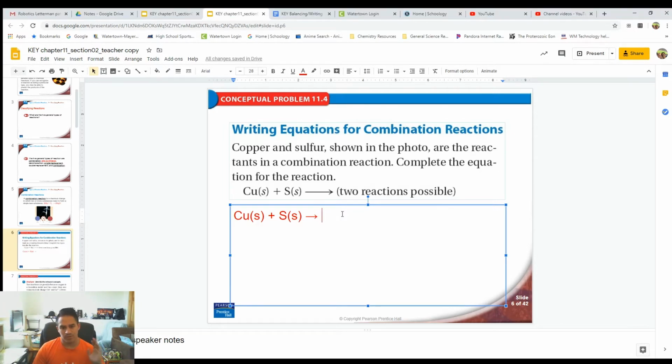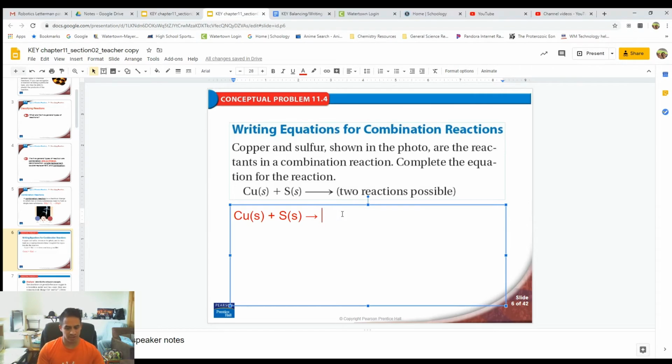So the reactions that can happen, and the reason why there's 2. When copper bonds up with sulfur, it's going to make some form of copper sulfide. But remember that copper is a transition metal. And when it bonds with sulfur, we don't know what the charge on the copper will be. It could be +1 or it could be +2. And most likely it's going to form both.